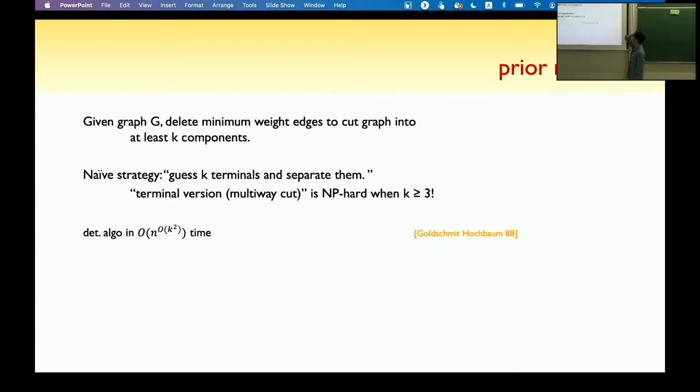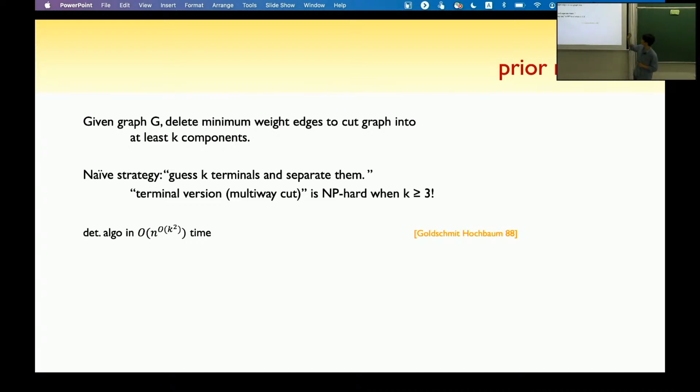So at least when k is 2, there is a simple polynomial time algorithm by reducing the problem to s-t cut. But the same strategy is not going to work when k is even 3, because the natural analog would be to guess 3 terminals, s, t, and w, and then find the minimum cut separating those 3 terminals from each other. But this terminal version is known as multiway cut, and this problem is NP-hard even when k is exactly 3. Okay, so we have to find a different strategy to solve the k-cut problem even when k is 3.